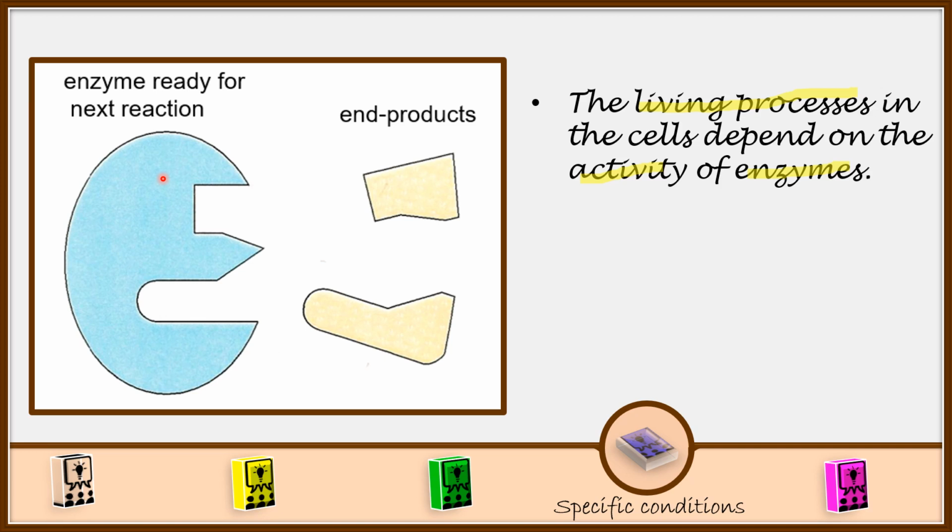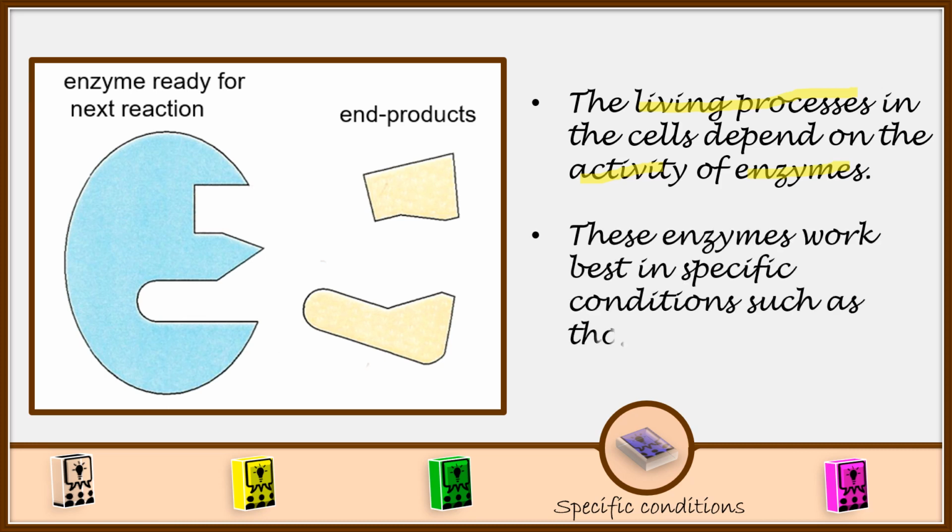Therefore, these enzymes work best in specific conditions. So the conditions have to be maintained constant. For example, it might be temperature. The enzymes will work at specific temperatures. If it is pH, they will work at a specific pH. Meaning that they work in a stable environment. These enzymes work best in specific conditions, such as those of temperature and pH.